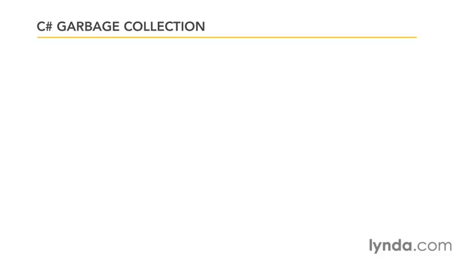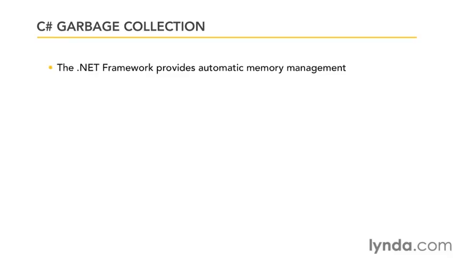Earlier in the course, you may have heard me refer to C# and .NET as a managed code environment. What that basically means is that the .NET framework provides automatic memory management for you. You, as the programmer, are not responsible for freeing up the memory that your program's objects use during the course of the running of your program. Now, this is not like other languages.